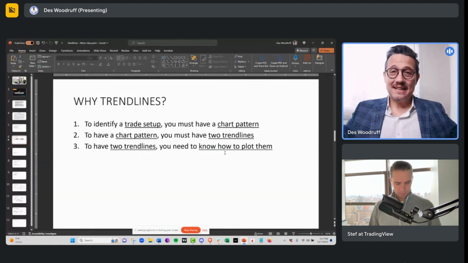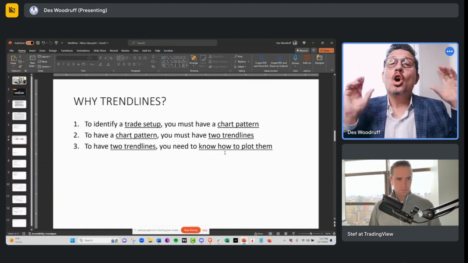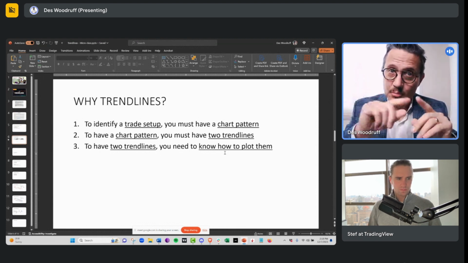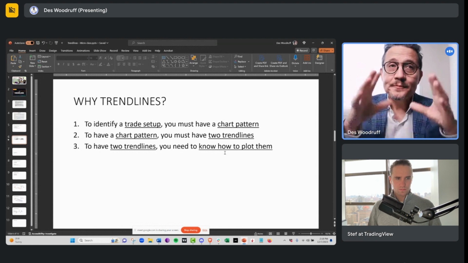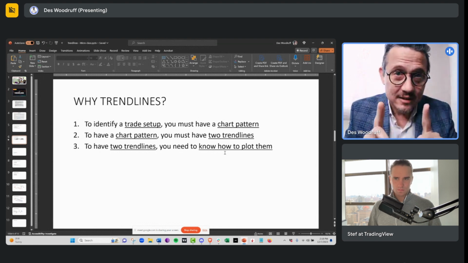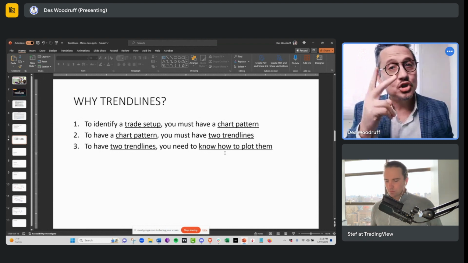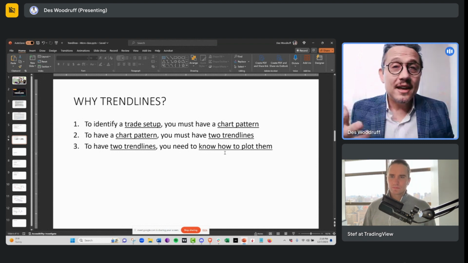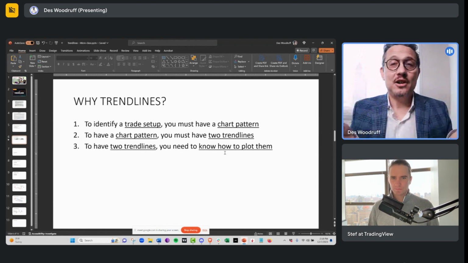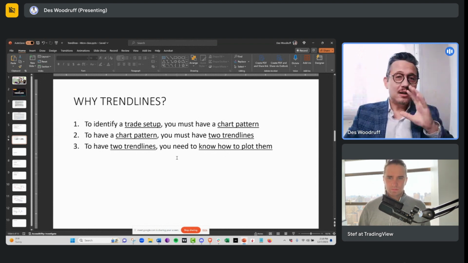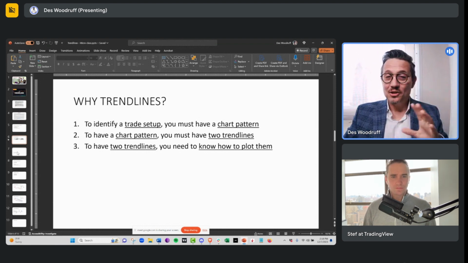We're taking the complexities of trading. We're honing in on raw data. What's raw data? Price. Price is raw data. Volume is raw data. We're honing in on price in this case. And if we can quantify price to draw two simple lines, then we will see a chart pattern. If we have a chart pattern, now we have a trade setup that we can trade. So does that make sense? I hope that that's clear as mud.